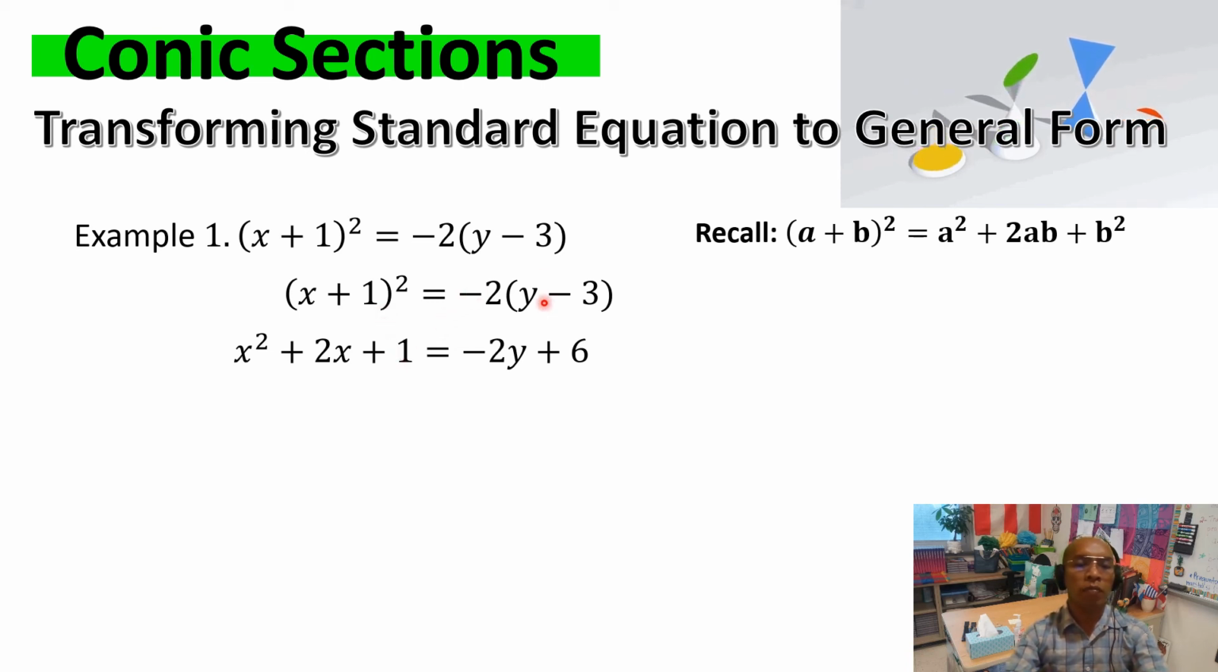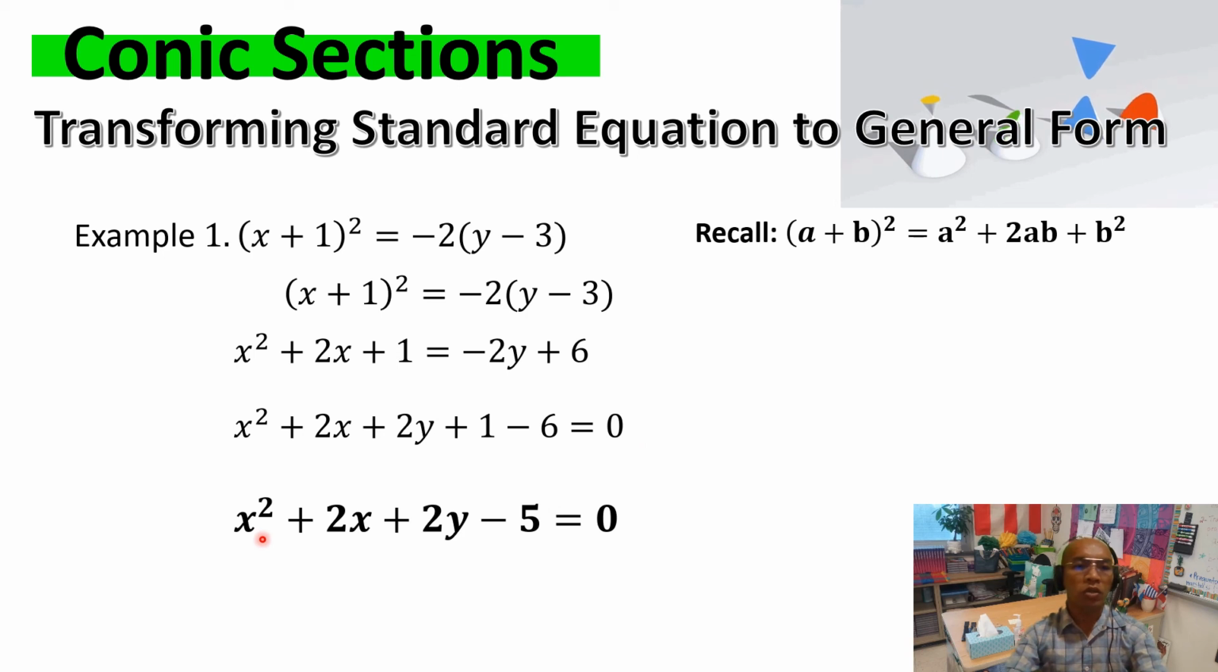So distributive property, negative 2 times y is negative 2y. Negative 2 times negative 3 is positive 6. So you just rearrange the terms. So x squared, then copy 2x, transpose the 2y to the left side, it becomes positive 2y. Copy positive 1, transpose 6 to the left, but it becomes negative 6, and that would be equal to 0.